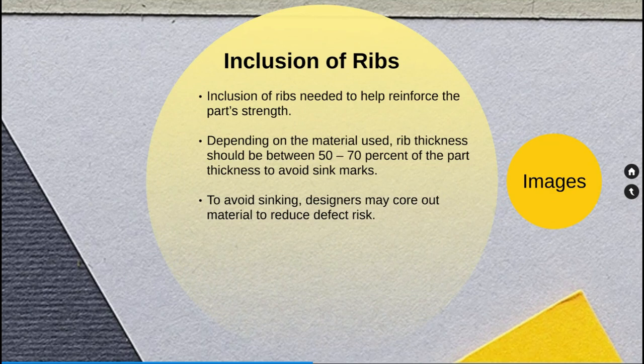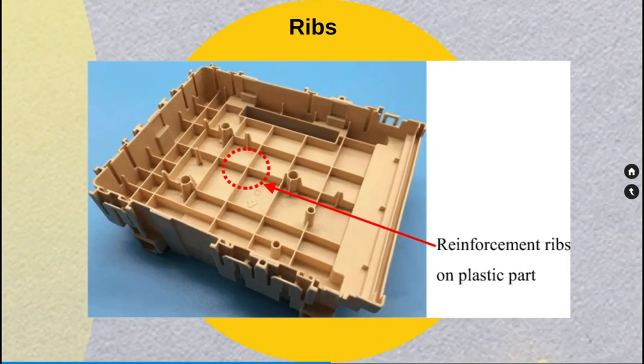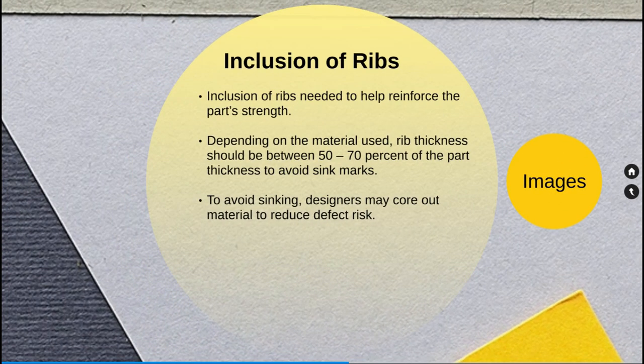Here is an example. You can see the ribs are maintained inside the plastic component to have better strength, and also this helps to reduce the thickness of the overall part and enhance the mold flow, because if you make the part to increase the strength, you don't have to increase the thickness of the part. Instead, you will be adding more thinner ribs across the part.